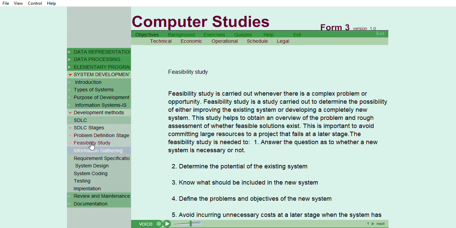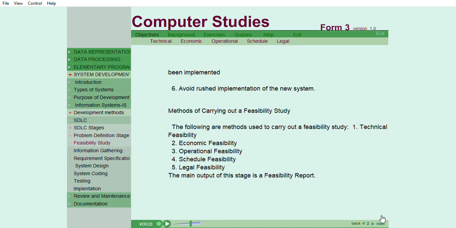Feasibility study is a study carried out to determine the possibility of either improving the existing system or developing a completely new system. This study helps to obtain an overview of the problem and an assessment of whether feasible solutions exist. Methods of carrying out a feasibility study. The following are methods used to carry out a feasibility study. Technical.